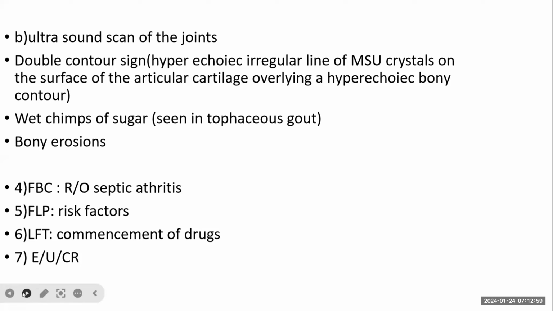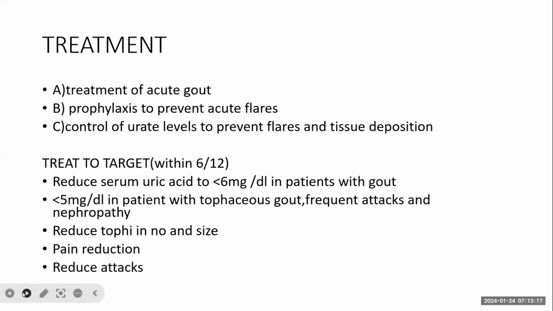Other investigations include a full blood count, which will help us rule out septic arthritis by an elevated white blood cell count. Fasting lipid profiles to show risk factors of hypertriglyceridemia and hypercholesterolemia, liver function tests because of the drugs we are going to commence, and EUCR to be able to exclude renal disease.